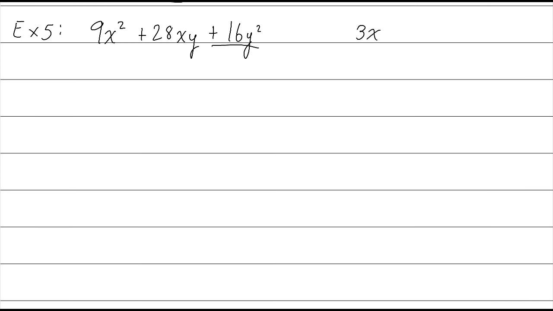What's being squared that would give me 16y squared? That would be 4y. Don't forget to multiply it times 2. If I multiply that all together, 2 times 3 is 6, times 4 would be 24. 24xy. Let's compare that to the middle one here. Oh, they're not the same. So we'd have to say this is not a special factorization.